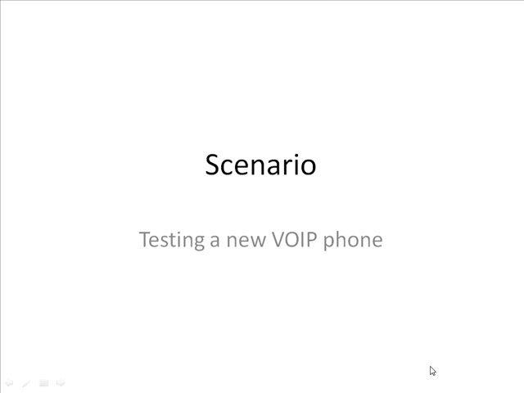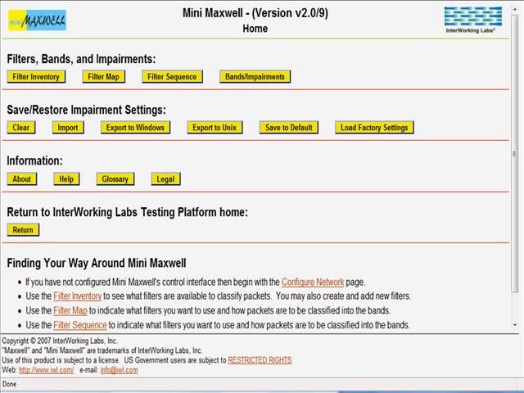Testing a new voice over IP phone. Let's test the voice quality of a new voice over IP telephone when network conditions are less than perfect. Our overall strategy will be to take the incoming voice traffic, classify it into its own stream, and then apply various impairments to the voice traffic.